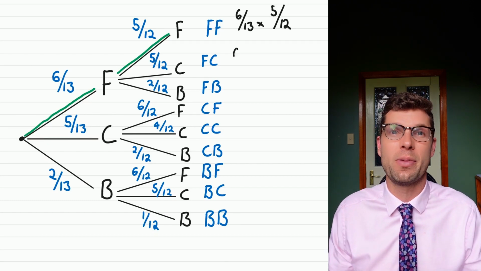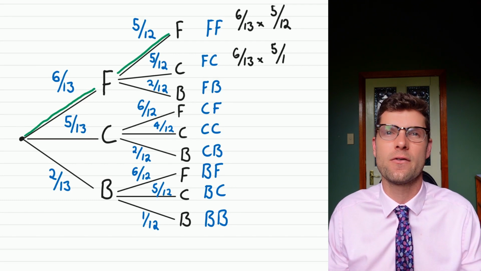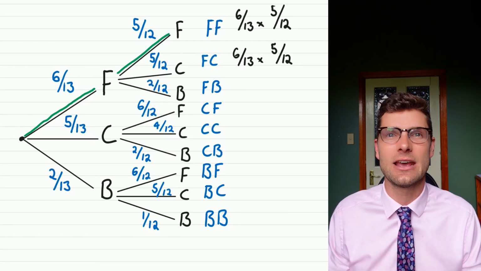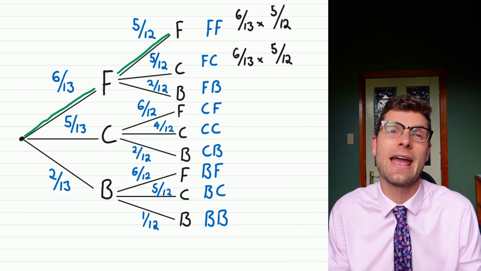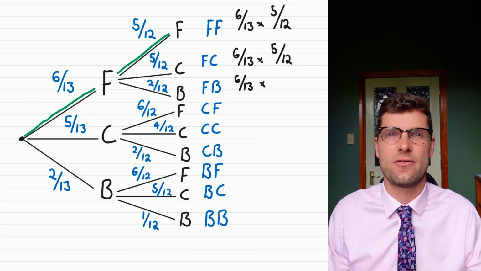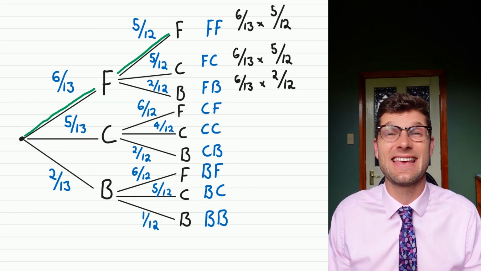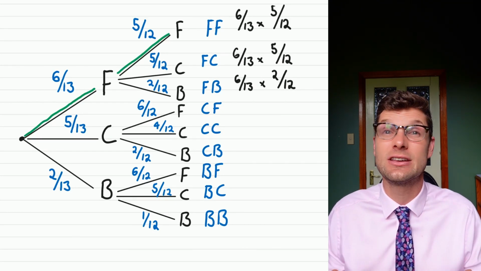So the probability of getting a flake then a crunchy is 6 over 13 multiplied by 5 over 12, again equaling 19%. So these two outcomes are equally likely. For this third one, I've got flake, which is 6 over 13 multiplied by the boost, which is now 2 over 12, and this is equal to about 8%. So you can see how this goes.